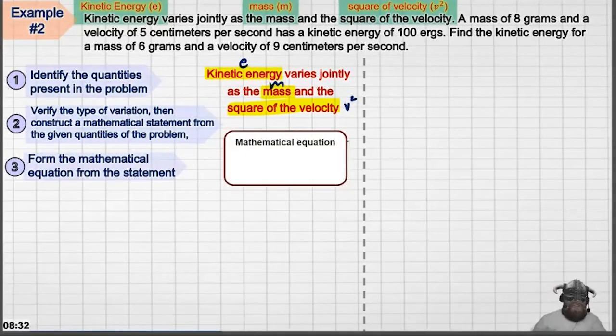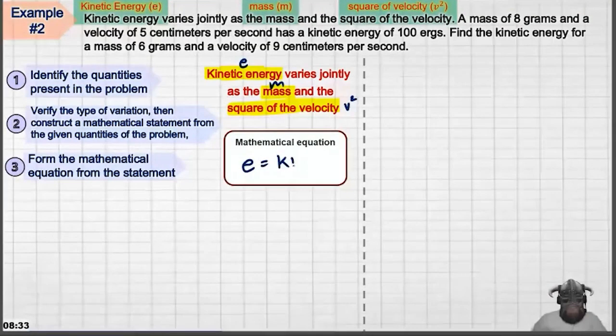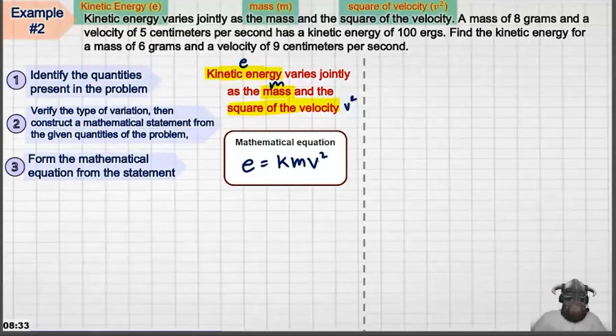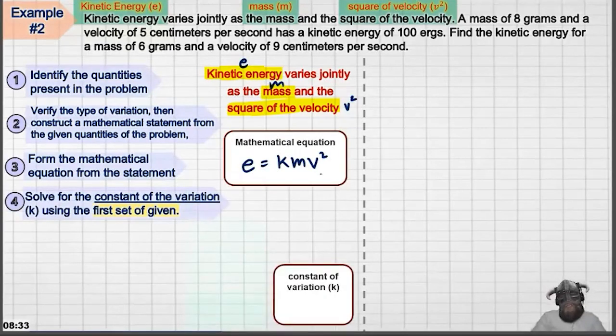So, from there, we can translate this one into a mathematical equation. So, joint variation siya. So, sana naalalan pa natin kung paano mag-translate. So, first, kinetic energy E is equal to, don't forget the constant of variation K, times M mass times the velocity squared. So, yan. Ang kaibahan dito, makakita na tayo ng square dun sa ating mathematical equation. Now, as we continue, we'll use this mathematical equation at the same time the first set of given to solve for the constant of variation K.